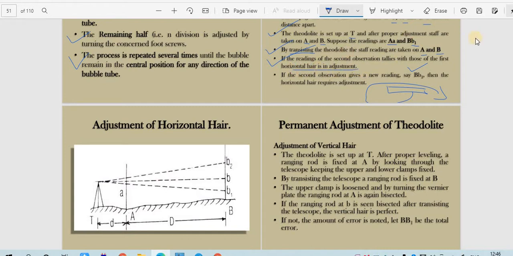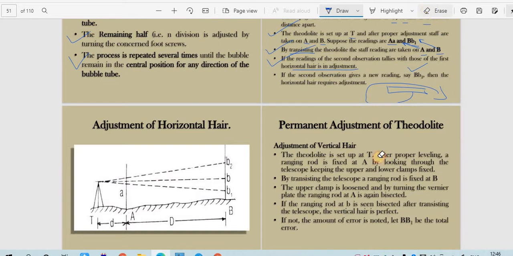So what you have to do is that you have taken the first reading, and the reading was coming out to be capital A, small a and capital B, B1. Suppose after transiting you are again taking the observation at A and B. If these two readings are matching, this A reading and this B1 reading, then that means your horizontal hair is perfectly adjusted and it does not require any kind of adjustment.